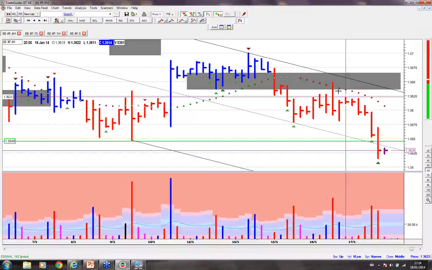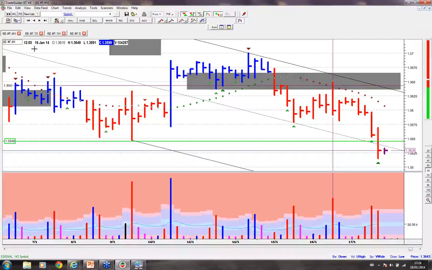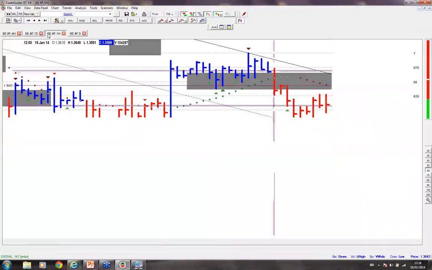So what's the next thing I'm going to do? I'm going to go down a time frame to see if I can find confirmation that on the 16th of January, on Thursday at midday, there's a short trade setup coming. Let's go and have a look.